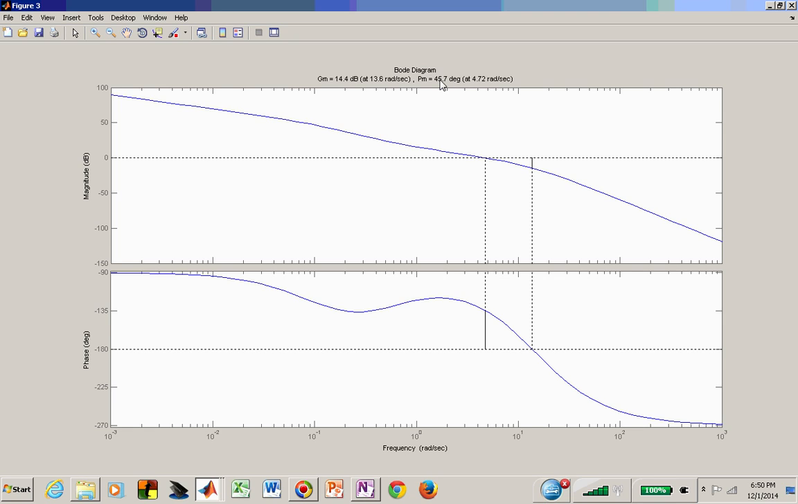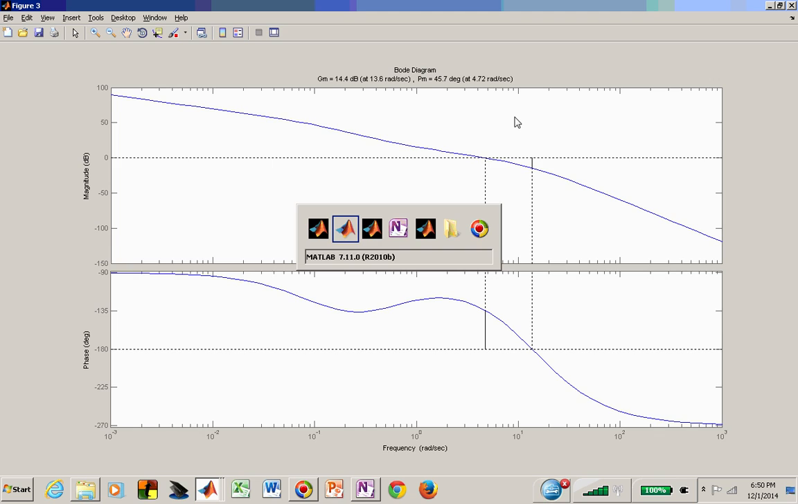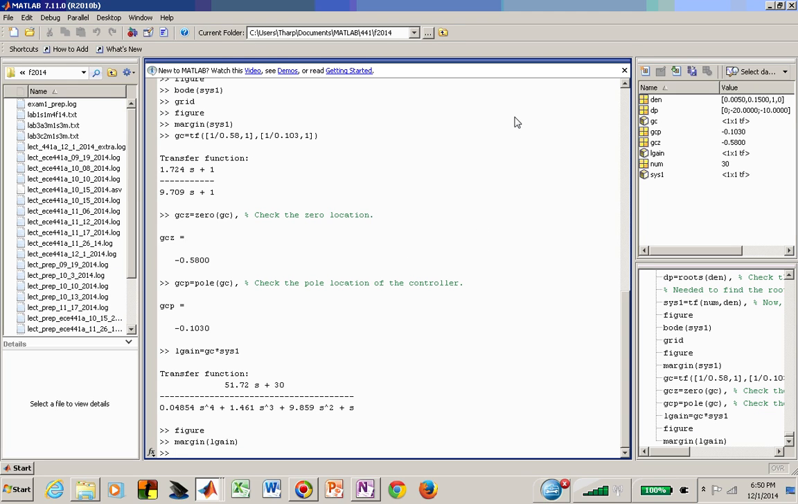I'm sorry, our gain crossover frequency is now lower than it started at. It started at 14 in the uncompensated. We have reduced that down to 4.72, and we've now accomplished our, or met our particular design specs.